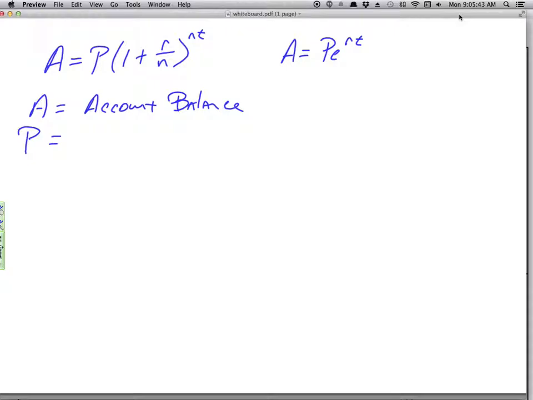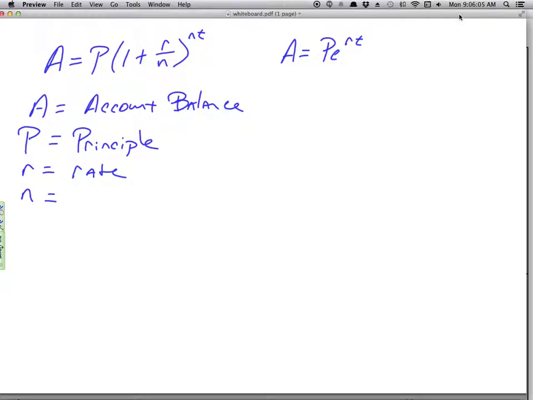Anybody know what P stands for? Principal. What are we talking about with principal, Kathleen? The amount you started with, like the amount of money I started with when I went to the bank. Good, very nice. Okay, then we have r. What do you think r is? Right. r is my rate.